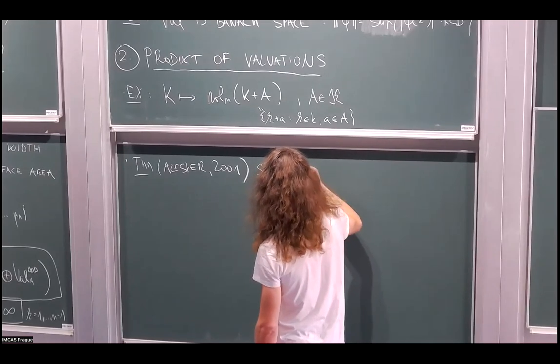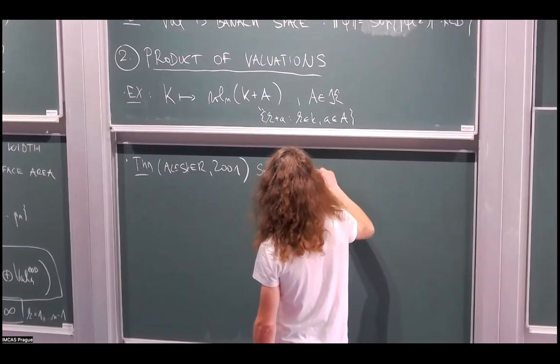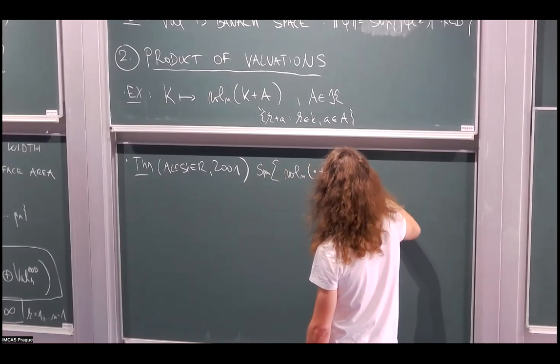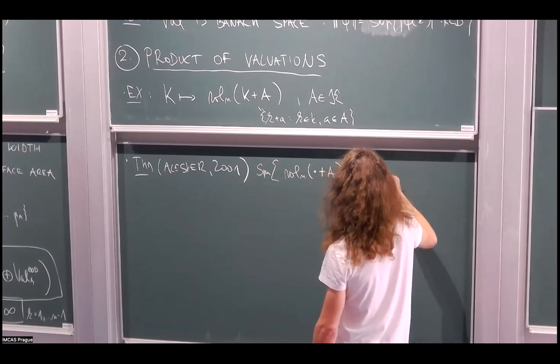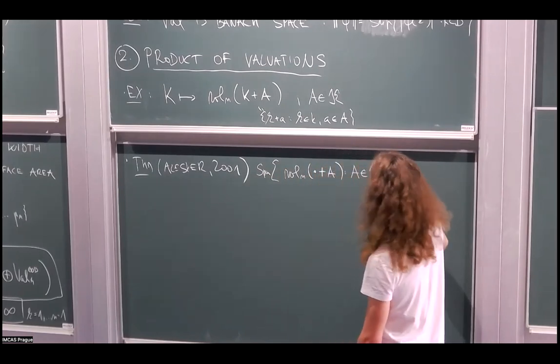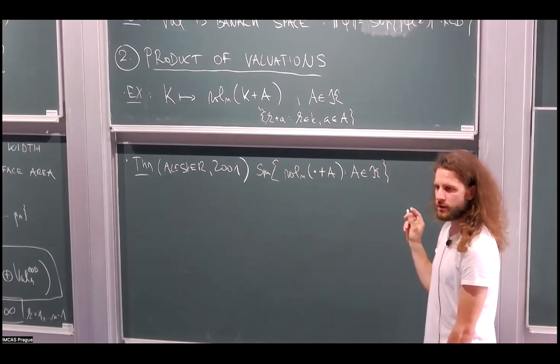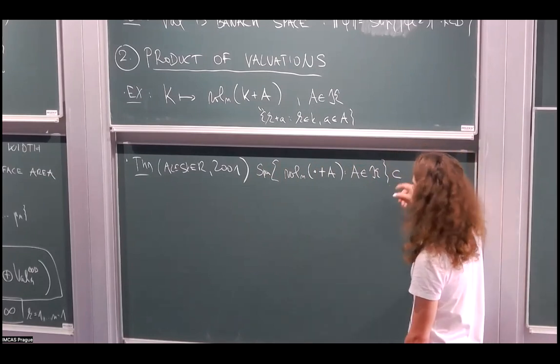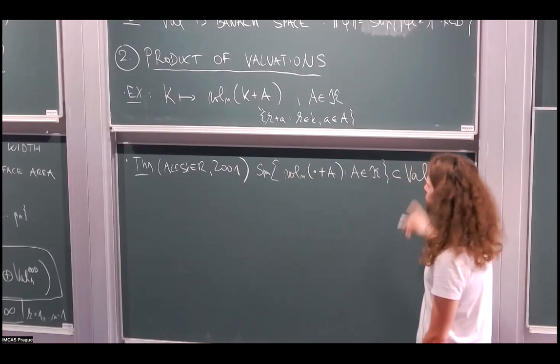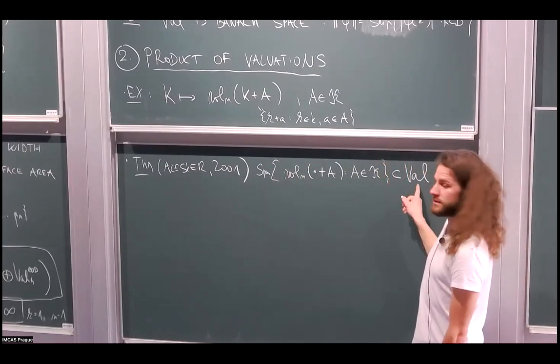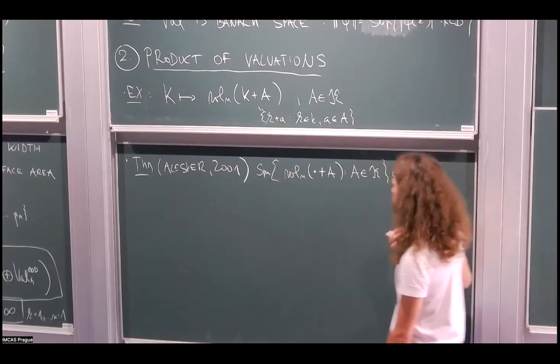The span of this set, these valuations, where A is any convex body. These are all valuations. I'm taking all linear combinations of them, still getting valuations, so I'm getting something here. And Alesker showed that this subspace is dense.